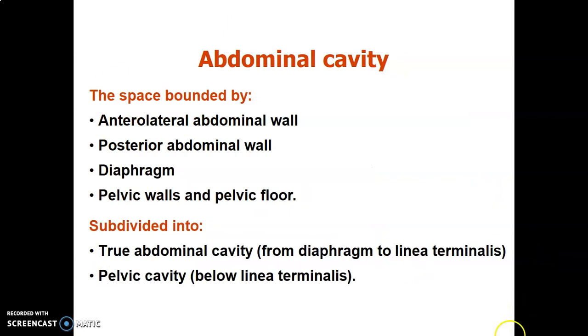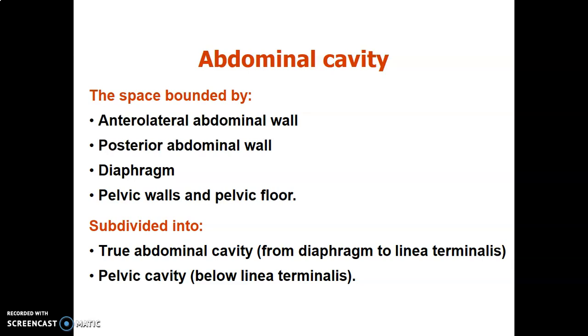The abdominal cavity generally has spaces, and it's a space that is bounded by the anterolateral abdominal wall anteriorly. Posteriorly, you have the posterior abdominal wall. Superiorly, there's the thoracic diaphragm, and inferiorly, you have the pelvic walls and pelvic floor. So those are the boundaries of the abdominal cavity.